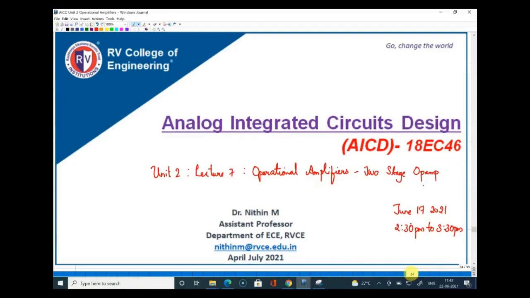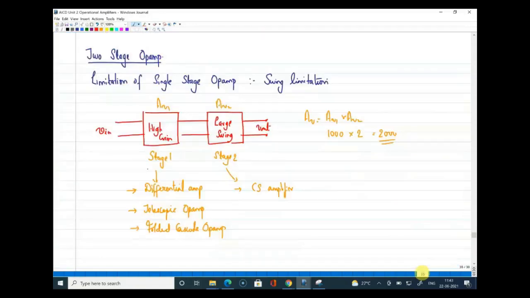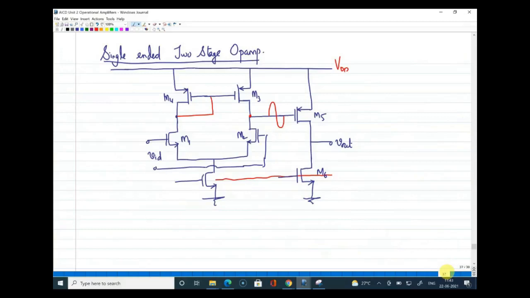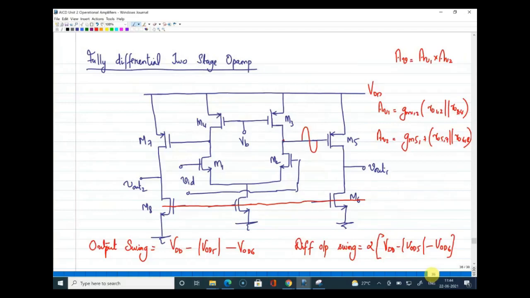Quickly looking at the previous lecture, it was lecture number 7, where we discussed the two-stage op-amp, by telling that there will be two stages, and one stage will be dedicated for gain and another one for swing. And we derived the gain expression for this, and we also saw how we can configure a single-ended two-stage op-amp, and this is a fully differential two-stage op-amp.